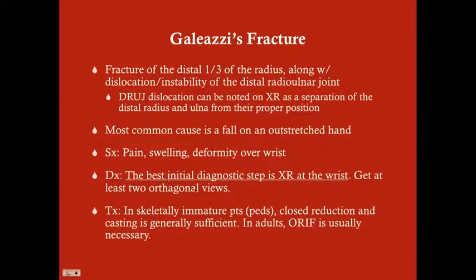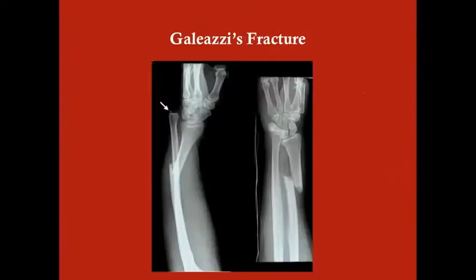For diagnosis, again, you're going to want to have at least 2 x-rays at the affected site. And then the treatment is the same as Monteggia's fracture. If it's a skeletally immature patient, you can do closed reduction and casting. In adults, open reduction and internal fixation is usually necessary. And again, if it's an open fracture, you're going to have to do an open reduction and internal fixation.